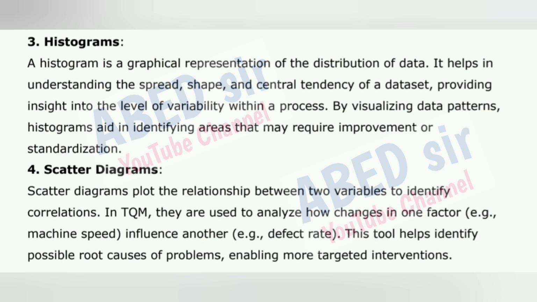4. Scatter diagrams. Scatter diagrams plot the relationship between two variables to identify correlations. In TQM, they are used to analyze how changes in one factor, for example machine speed, influence another, for example defect rate. This tool helps identify possible root causes of problems, enabling more targeted interventions.